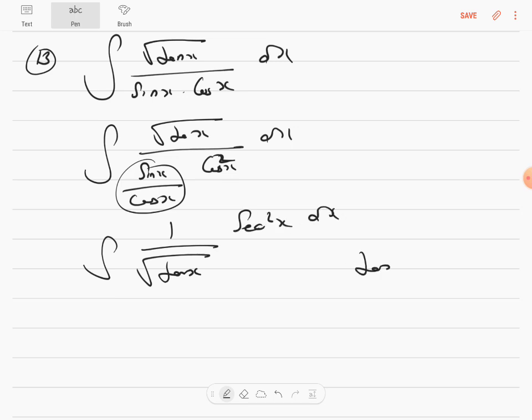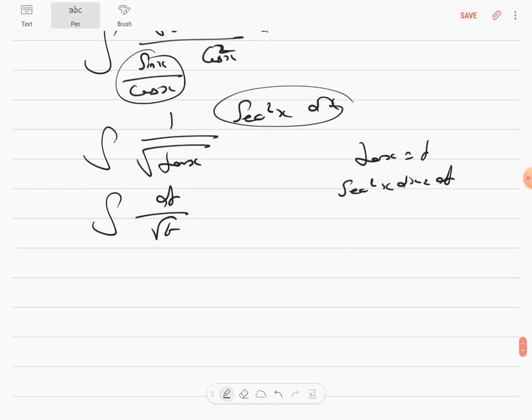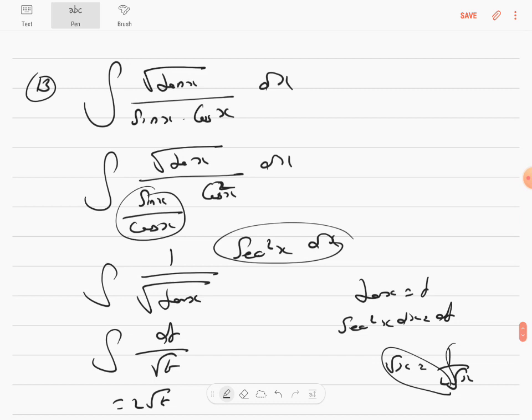Now if you assume tan x as t, secant square x dx will automatically become your dt, so it will be dt by root t, and you know that the integration of 1 by root x is 2 root x, so 2 root t, which is 2 into root of tan x plus c. So these are all kind of fishing formats, wherein somehow I will convert the sin and cos in terms of tan and secant square.